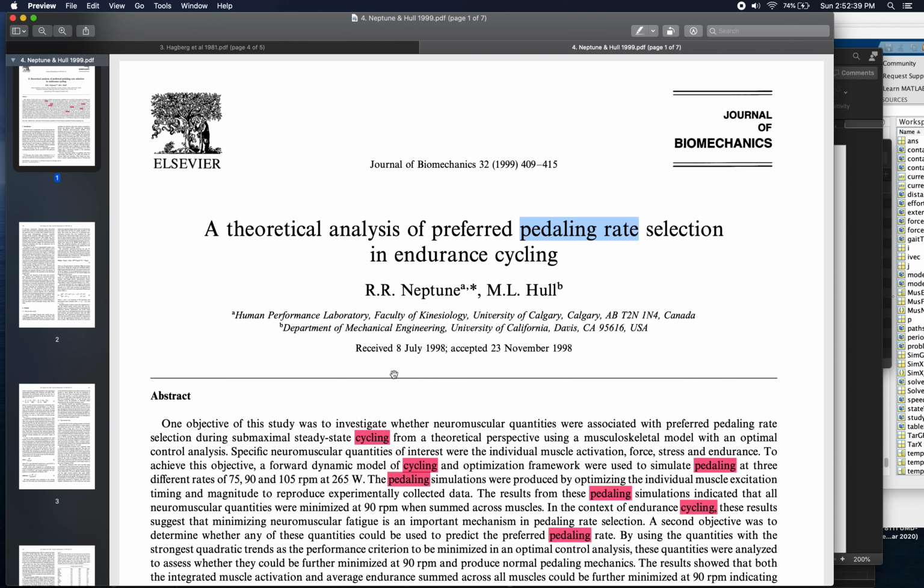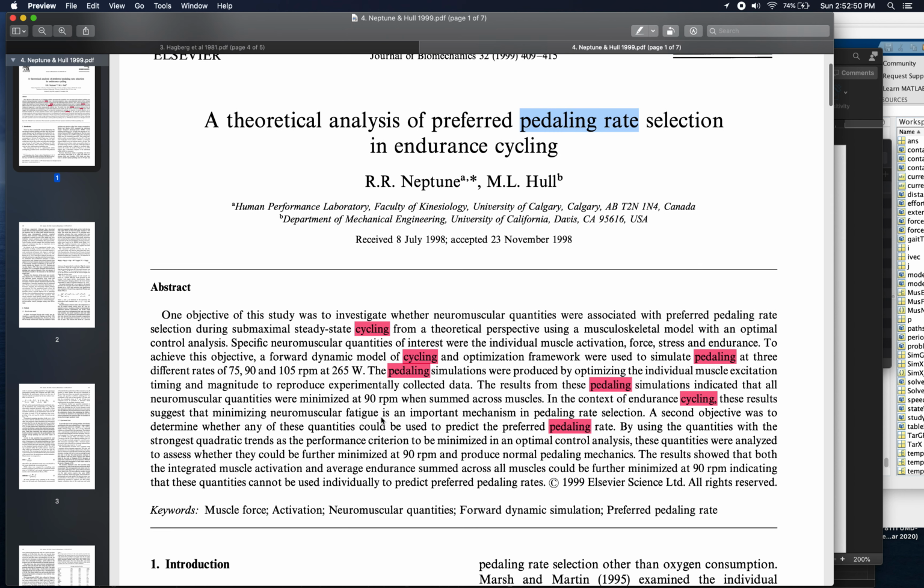Here, they were using a musculoskeletal model of the body to generate computer simulations of pedaling. So they had individuals, fairly well-trained cyclists, again, pedal on a bicycle in a lab at 3 different pedaling rates: at 75 RPMs, at 90 RPMs, so the typical preferred pedaling rate, and 105 RPMs, in all 3 cases at a constant power output of 265 watts.